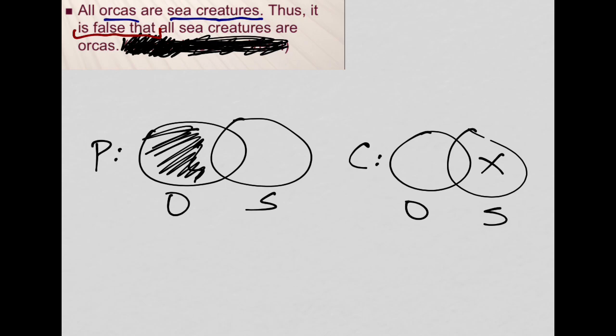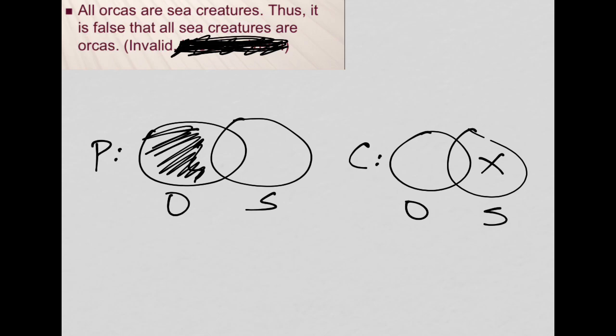The pictures do not match, clearly. So the premise is not saying the same thing as the conclusion. And so the conclusion is not guaranteed by the premise. And as we see here, this is an invalid argument, as we saw in the previous example.